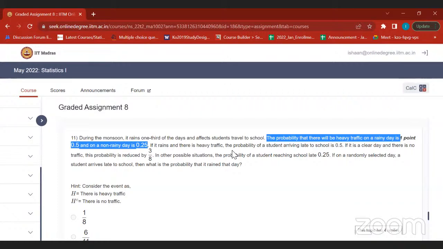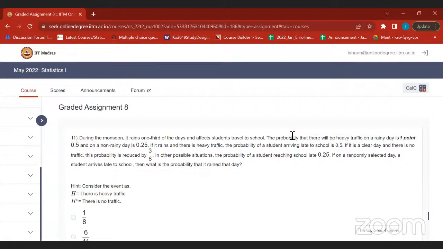It is R intersection H, you are saying, right? Yes, sir. R intersection H, and then it is 0.5. Okay. Means it is raining, that is 1/3 probability of raining, and then it is 0.5 probability on a rainy day that there is heavy traffic, and in that heavy traffic the probability of a student coming late to school is 0.5.